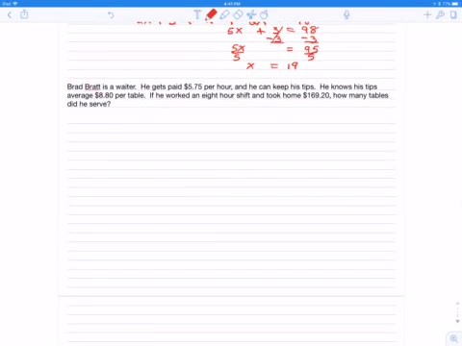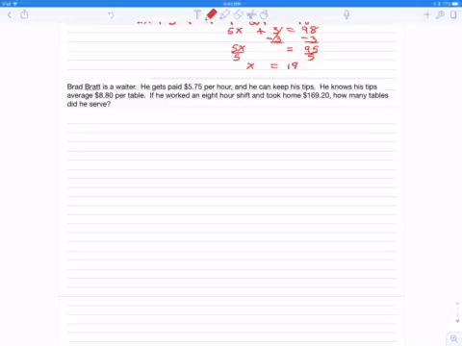Now, Brad Bratt is a waiter. He gets paid $5.75 per hour, and he can keep his tips. He knows his tips average $8.80 per table. If he worked an 8-hour shift and took home $169.20, how many tables did he serve?